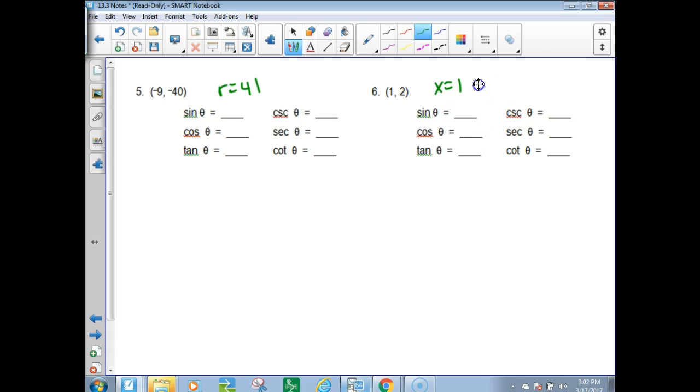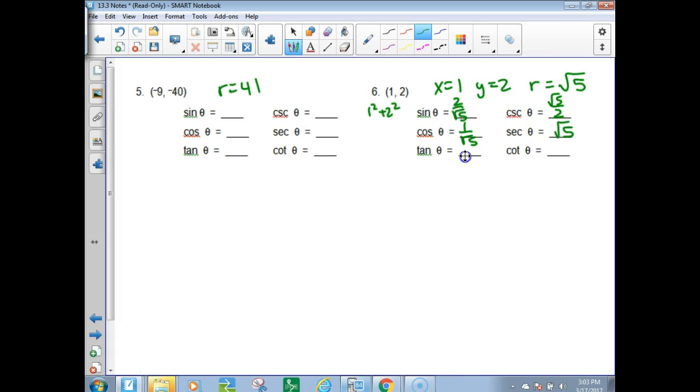X is 1, Y is 2, and R, if you're going to take 1 squared plus 2 squared, that's 5, and so that would be the square root of 5. All right, so the sine is 2 over the square root of 5. Before you rationalize it, write the reciprocal function, which is the cosecant, square root of 5 over 2. Okay, and the cosine would be 1 over the square root of 5.